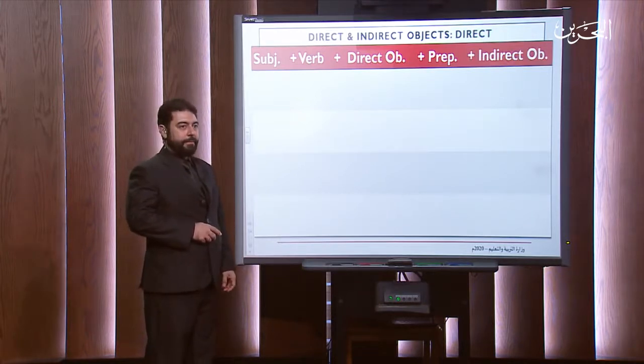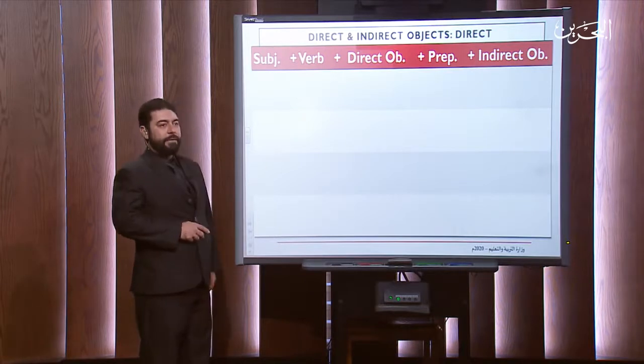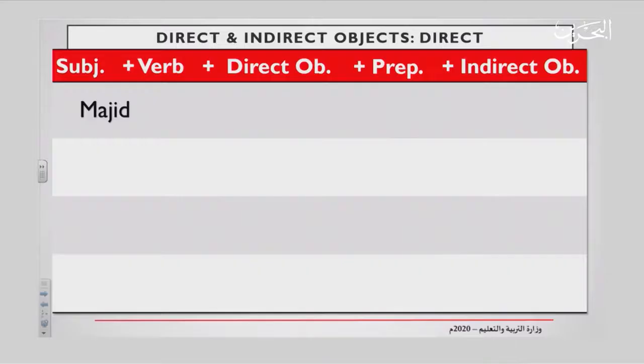Indirect object. Okay, let's see how the examples are. Majid told a story. You see, I started with the story now. To me. Now, I needed a preposition to switch them. Okay? Majid told a story to me. Now, I started with the direct object. Let's check the other example.